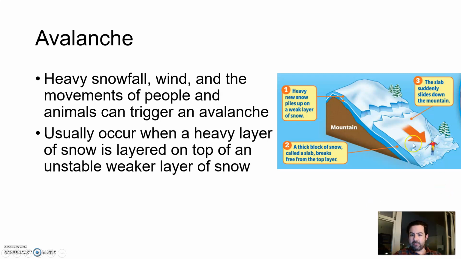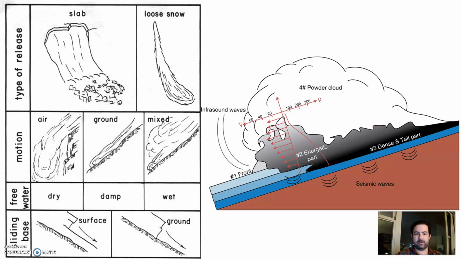It usually occurs when some heavy layer of snow is layered on top of an unstable, weaker layer of snow. So heavy new snow piles up on a weaker layer of snow. For some reason there's some sort of rupture there, and it breaks away and slides along this other layer. So let's say it snows, and then it stops for a couple days. Some of that material on the surface is melting, recrystallizing, and then it snows again. Now you've got this fresh snow on this other snow, and there's a boundary between them which is unstable. It's not one coherent thing. So that's typically where you get some avalanches occurring.